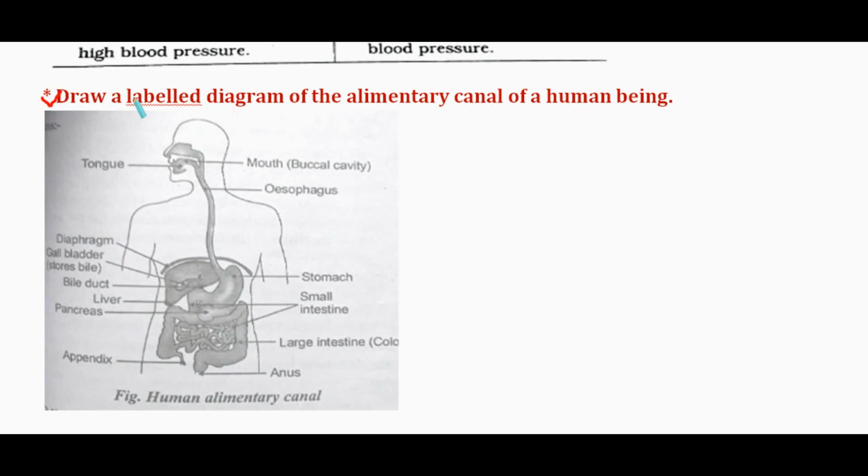Now the next question: draw a labeled diagram of the alimentary canal of human being, and this is the diagram. You have to practice it. Tongue, mouth, buccal cavity, esophagus, stomach, small intestine, large intestine, anus, appendix, pancreas, liver, bile duct, gallbladder, diaphragm. And you have to practice it in your copy.